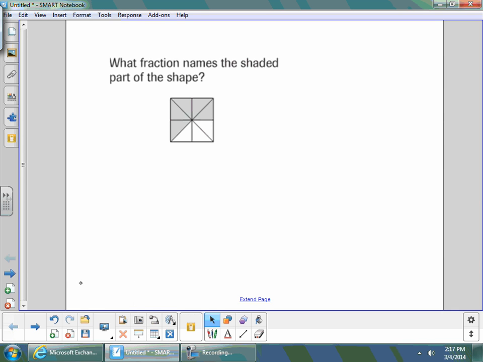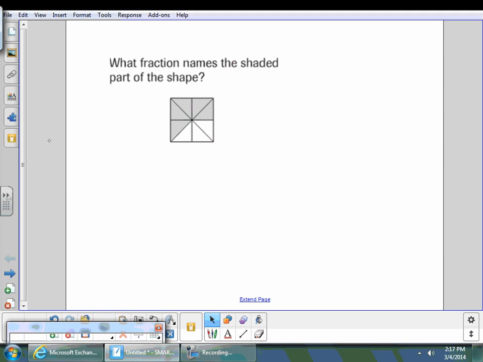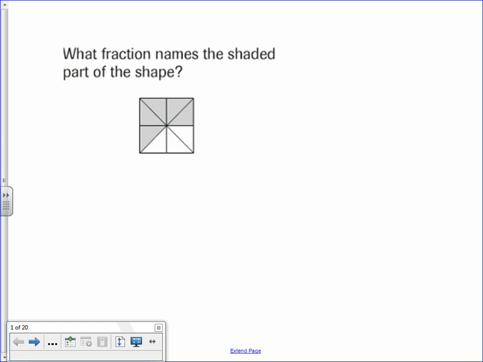This is our Chapter 8 StudyCast, Part 1 of Fractions. First question, what fraction names the shaded part of the shape?